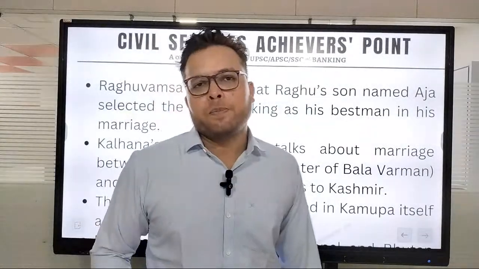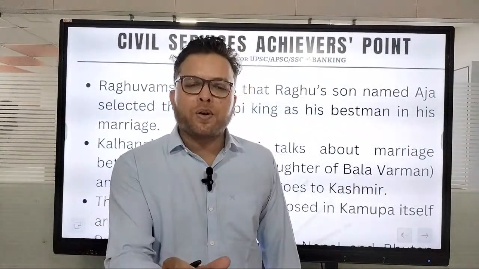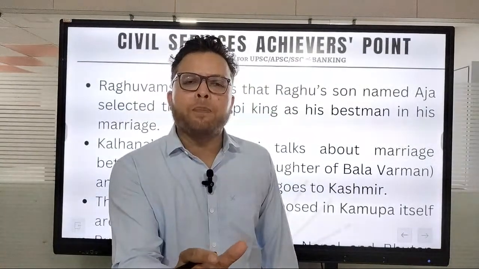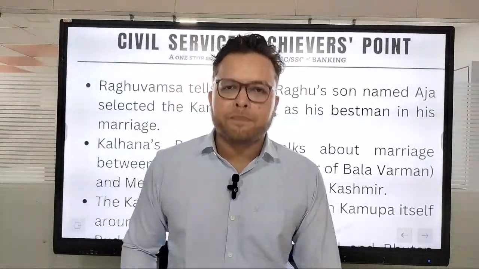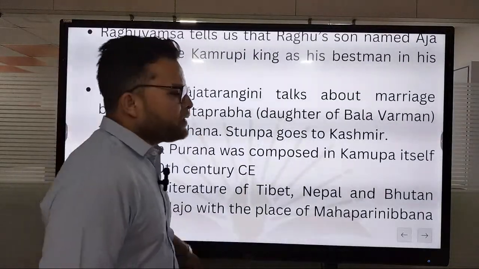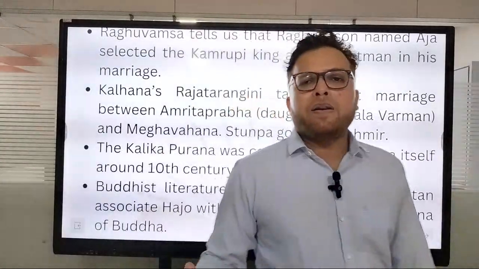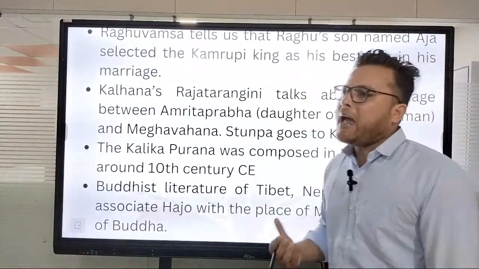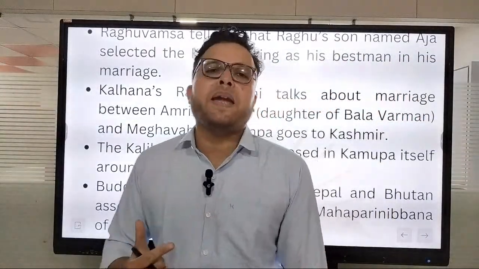The king of Kamrup. That goes to show what? That goes to show the importance of Kamrup in mainstream Indian politics. Then Kalhana's Raja Tarangini talks about the marriage which happened between the Kamrupi princess Amrit Prabha and the ruler of Kashmir by the name of Megha Vahan.